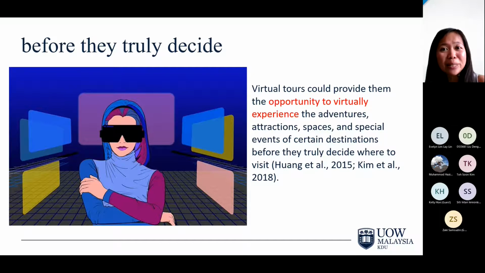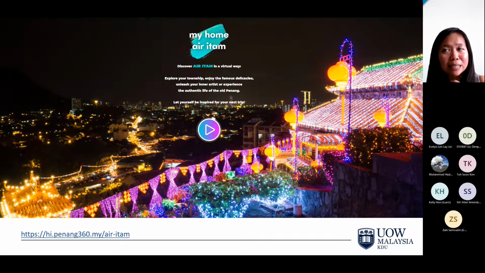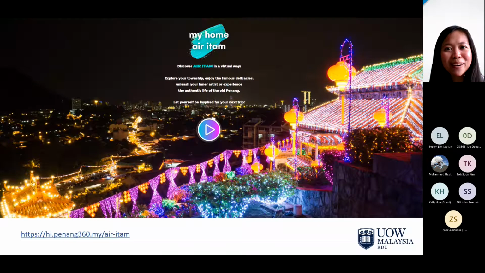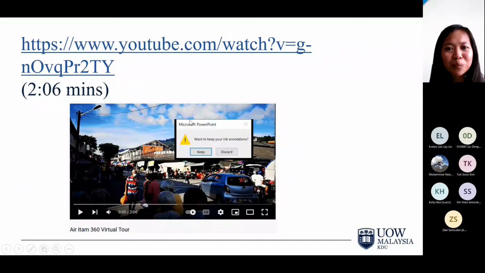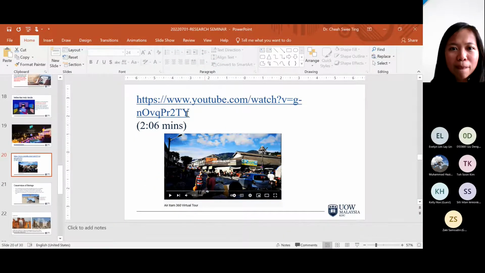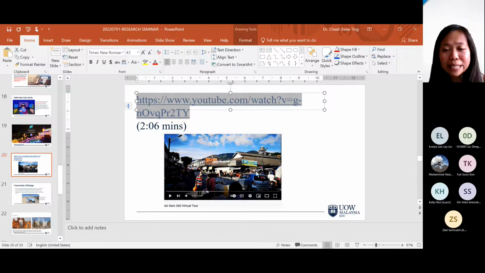For instance, in Penang, I think it was just introduced last year, 2021, we have this My Home item where we have a 360 degree view of the Air Itam area where you can plan your trip and what to do there. So now let's watch another video, where we can see how Air Itam actually provides virtual tourism. Just hold on.